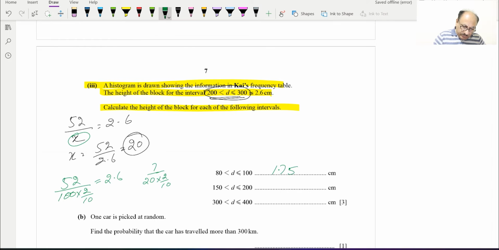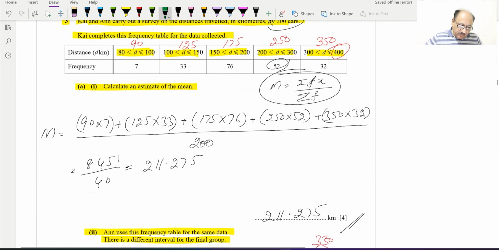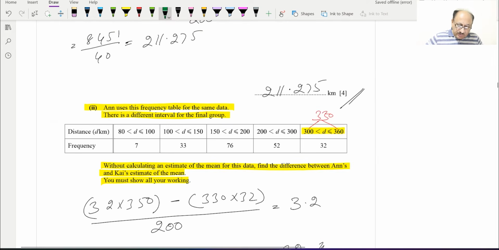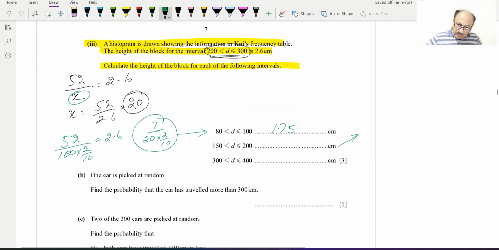This is the calculation for this one, and for this we can calculate here, which is 150 to 200. 150 to 200 is 76. So we can do the same process with 76 over the class width, which is 50. So 50 into 2 over 100, so it will be 10. 76 by 10 will be equal to 7.6. So this answer will be 7.6.